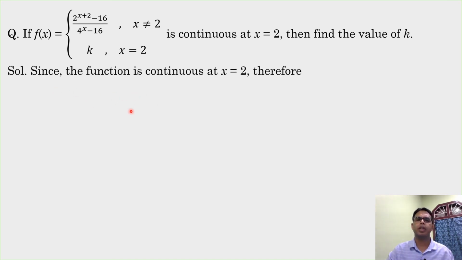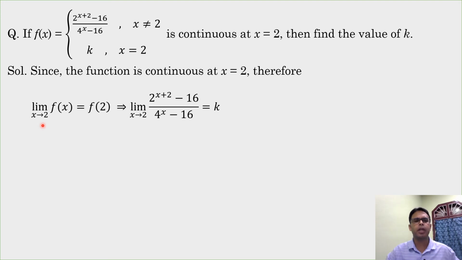Since the function is continuous at x equal to 2, the limit value and function value are equal. Therefore, limit x tends to 2 of f(x) is equal to f(2). Limit x tends to 2, f(x) is this line, and f(2) means x equal to 2, replacing x by 2, so f(2) equals k. So I am writing k here.